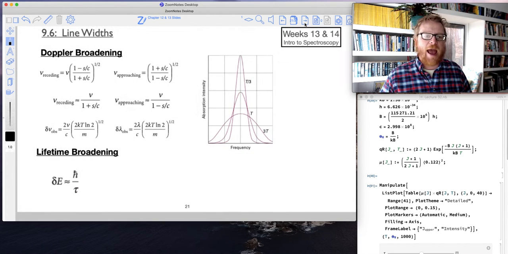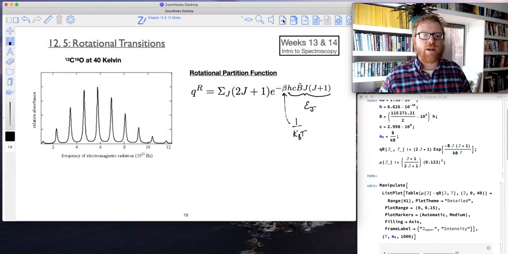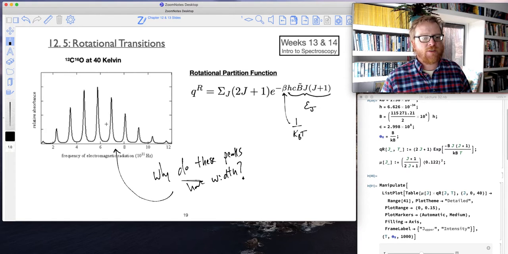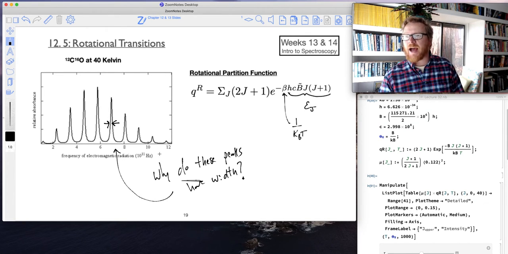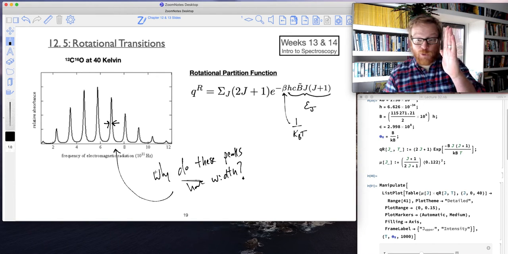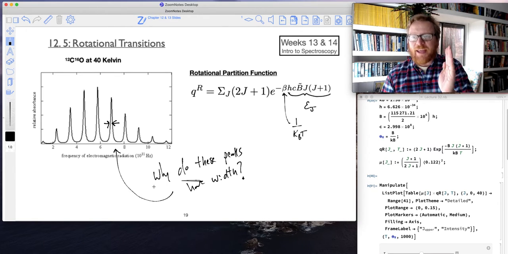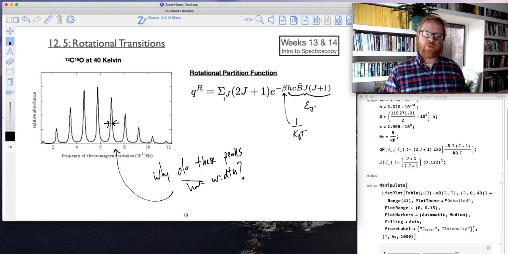Okay, so I'm going to move past the rotational, and now I want to talk about why the width. Why do these peaks have width? So we always talk about how in quantum mechanics, these transitions are exactly quantized. So if they're exactly quantized, then why aren't they infinitely narrow, a single peak with no width? Why do they have some width?